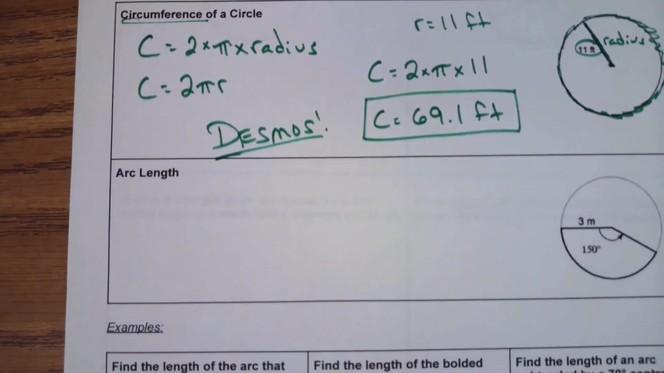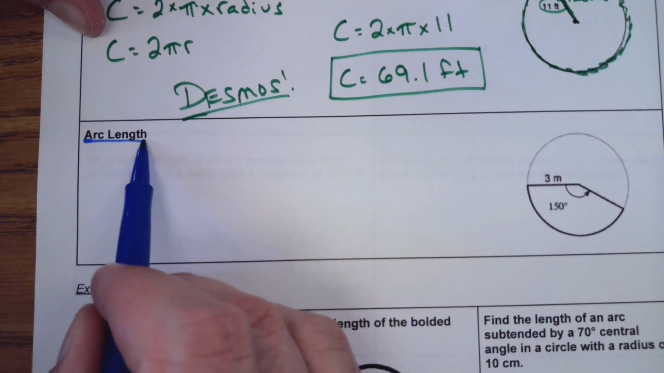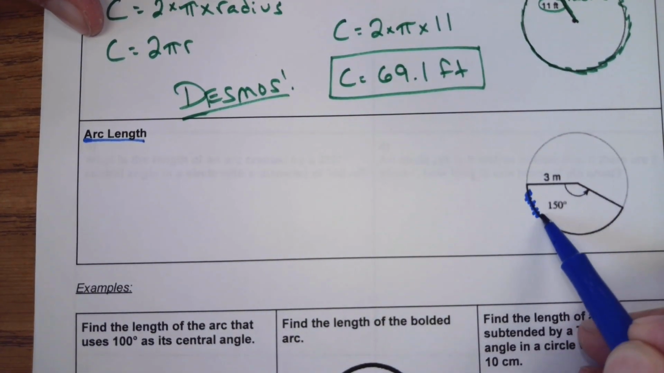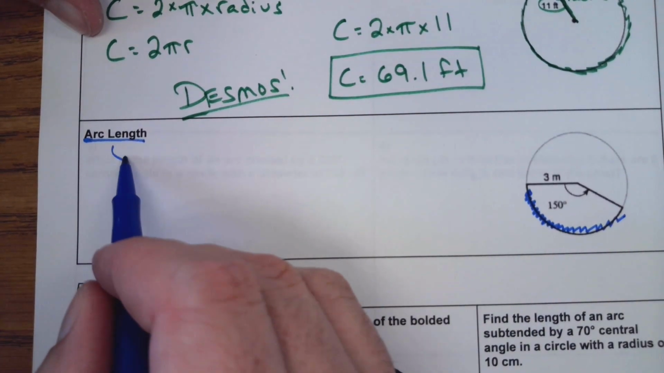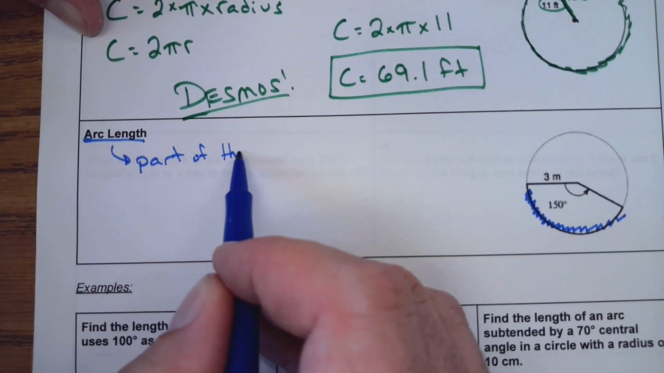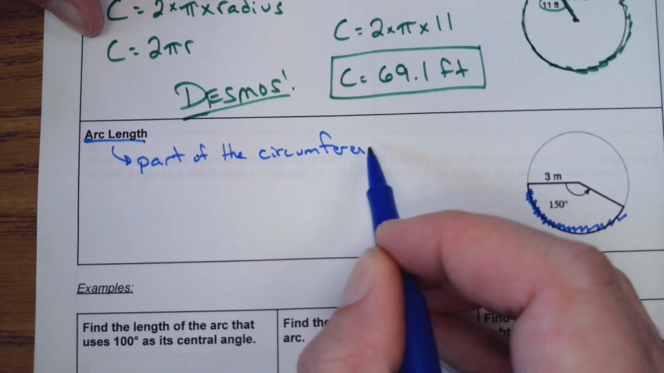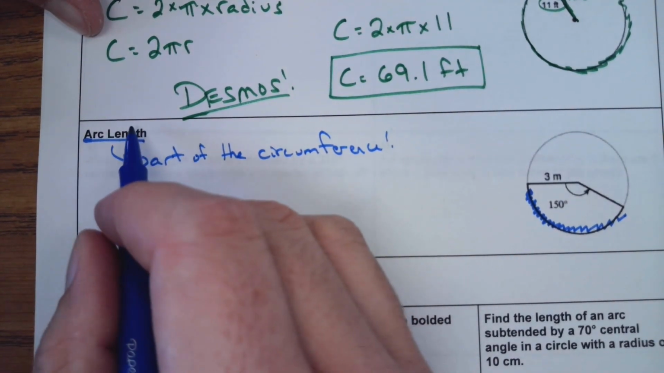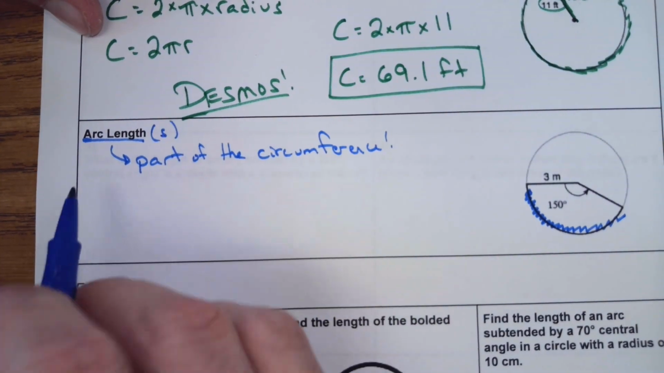All right, so we're going to keep going, and now we get to arc length. So arc length, here we are. We're just looking for the length of just a part of the circle. So an arc length is just a part of the circumference. And arc length uses the letter S. So S for arc length.